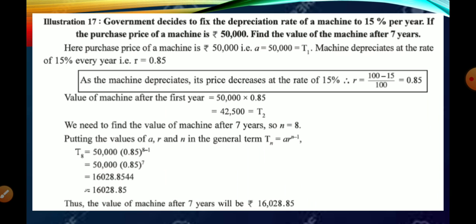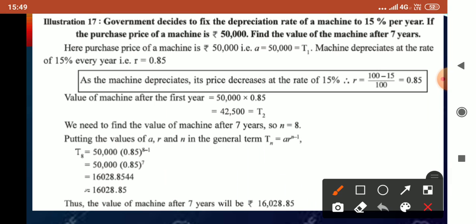Government decides the fixed depreciation. First of all, what is the meaning of depreciation? Depreciation is the gradual and permanent reduction in the value of fixed assets. Every year, your fixed assets value will get reduced. That reduction is known as depreciation in terms of accountancy. So here government has decided a depreciation rate of 15% per year. If machinery is purchased for rupees 50,000, that means when the machinery was purchased, the value was 50,000.